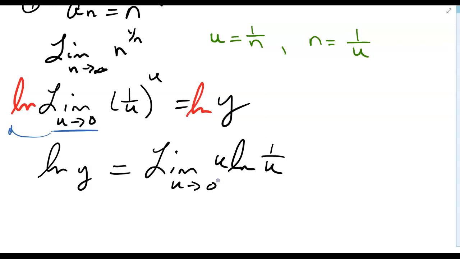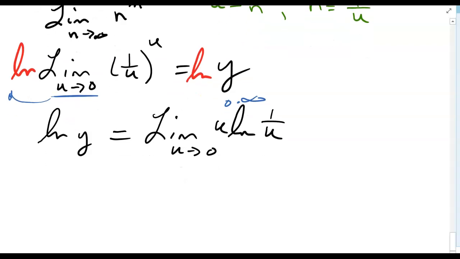So what would this give me? u goes to 0. That would be 0 times, as u approaches 0, the ln of 1 over u goes to infinity. Natural log of infinity is infinity. Okay. Oh, there we are. Really doesn't help us either.